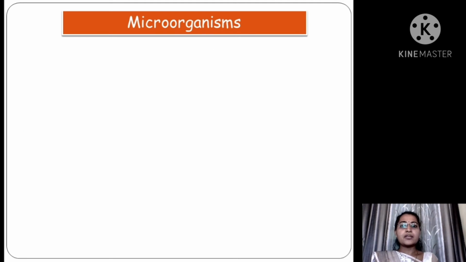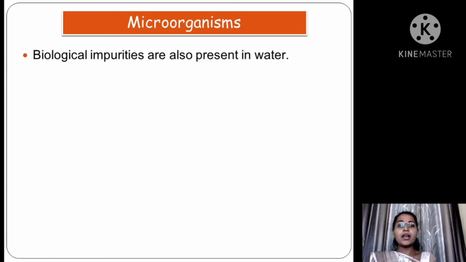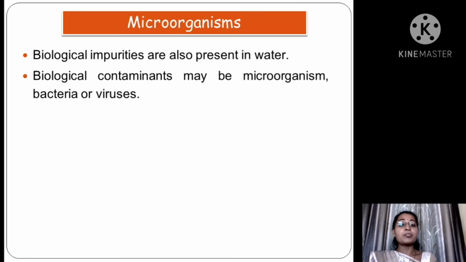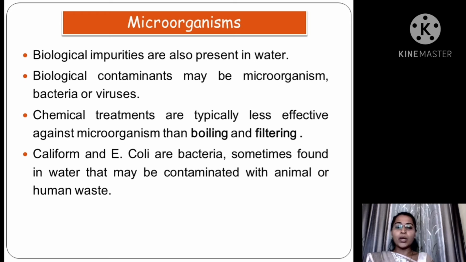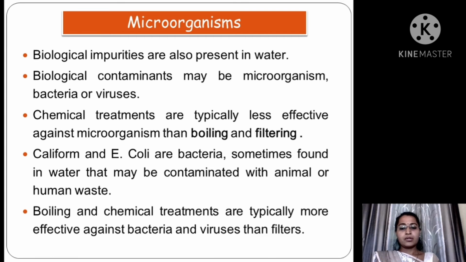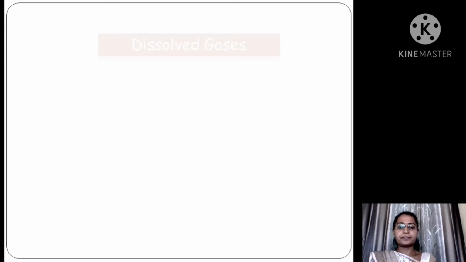Then the next contaminant is microorganisms. Biological impurities are present in water. Biological contaminants may be microorganisms, bacteria or viruses. Chemical treatments are typically less effective against microorganisms than boiling and filtering. Coliform and E. coli are bacteria, sometimes found in water, that may be contaminated with animal or human waste. Boiling and chemical treatments are typically more effective against bacteria and viruses than filters.